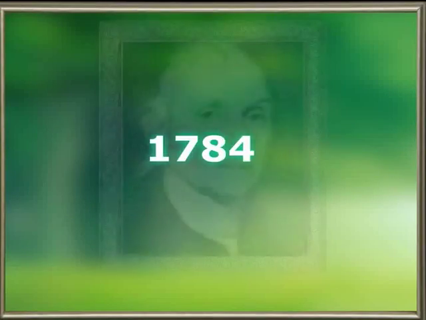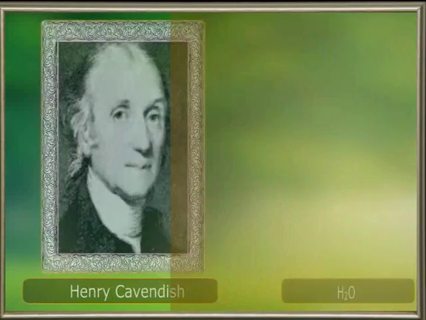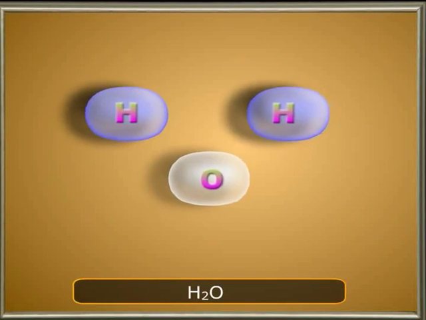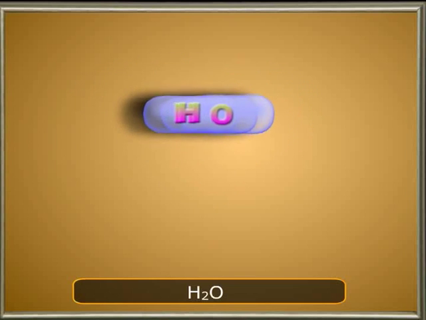In 1784, Henry Cavendish, the English physicist and chemist, prepared water by igniting a mixture of 2 volumes of hydrogen and 1 volume of oxygen. Therefore, when 2 volumes of hydrogen combine with 1 volume of oxygen, 2 volumes of water is formed. Let us see this experiment.